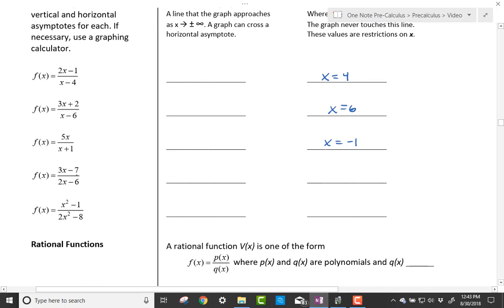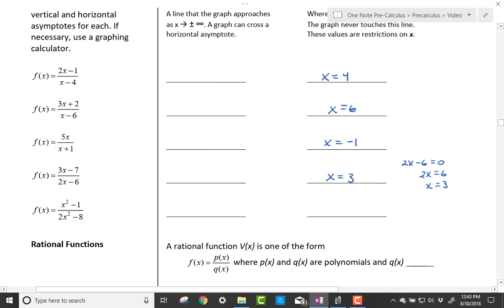In the third one, you might be able to figure that one out in your head pretty quickly. But with 2x minus 6, you can always take the denominator, set it equal to 0 and solve it. If you add 6 to both sides, you get 2x equals 6. Divide out the 2 on both sides, and you get x equals 3 here. So there is my vertical asymptote, x equals 3.